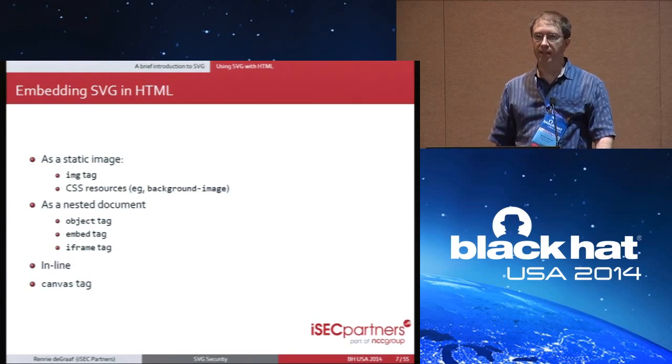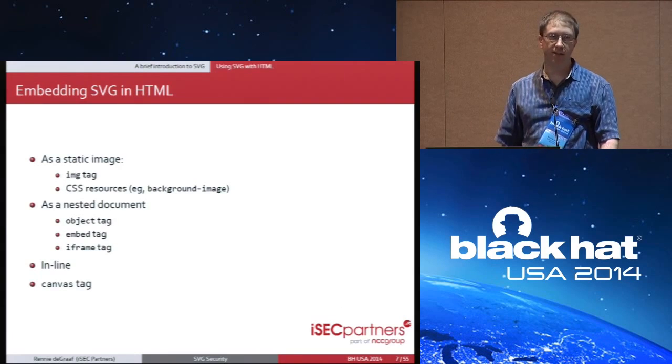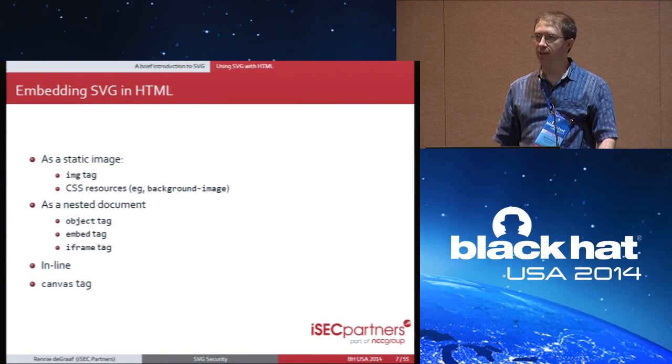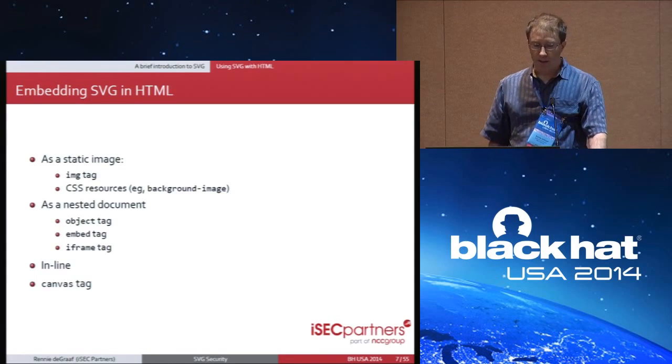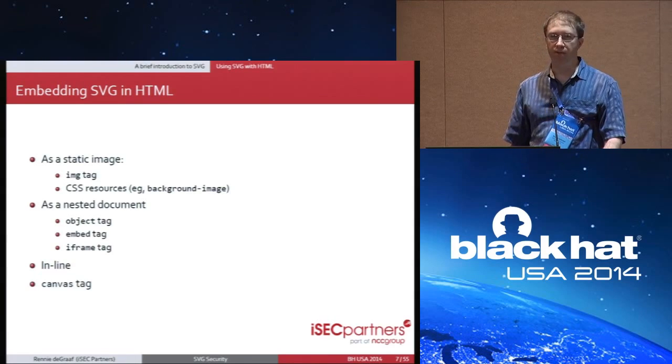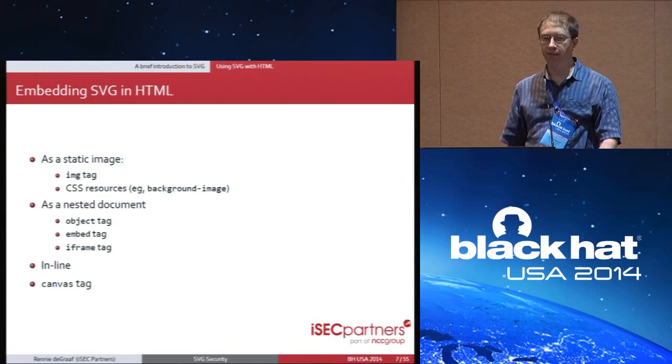There's a number of ways to use SVG in an HTML document. Obviously, since it's an image, you can do it with the image tag, or as a CSS resource, like background image or something. But you can also use SVG as a nested document using an object, embed, or iframe tag. And the static image contexts and nested image contexts are different, and we'll be coming back to that more as we go on. You can also drop an SVG inline into HTML5, which has some somewhat different properties that standards committees and browsers don't seem to entirely agree on yet. And then you can draw SVG onto canvas tags, and there's probably some other way to do SVG that I haven't thought of.